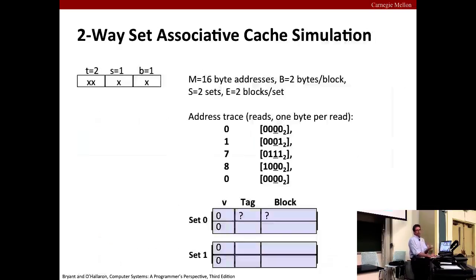All right, so let's do that same simulation that we did before, but this time with a 2-way associative cache. Now, the memory system is the same, but instead of 4 sets, we have 2 sets. So this is the same sized cache, but we're just going to organize it differently. Instead of a direct-mapped cache containing 4 lines, 1 line per set, we're going to implement a 2-way associative cache where we have 2 sets with 2 lines per set. So in each case, there's 4 total lines.